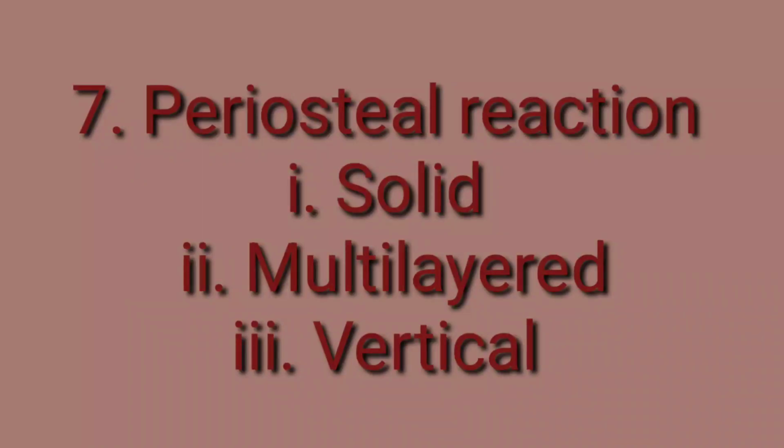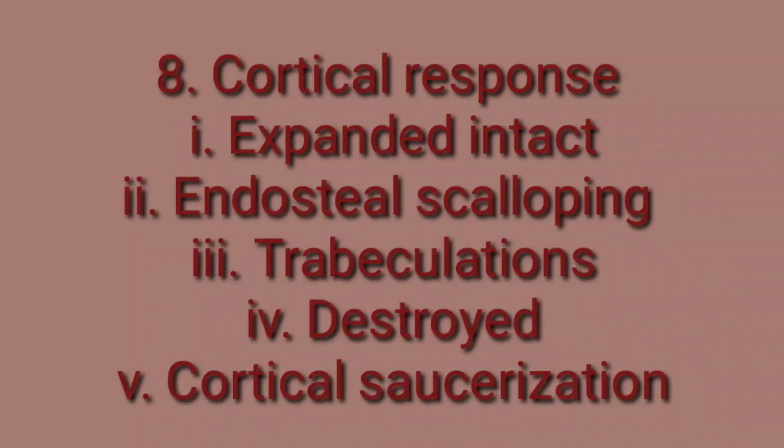So far as the solid periosteal reaction is concerned, it can be seen in osteoid osteoma. Multi-layered can be seen in Ewing sarcoma, and vertical, which is also called sunburst spiculation, or in other words hair on end, can also be seen in more aggressive tumors of the bones. The cortical response should always be looked at, and there are 5 points for the cortical response.